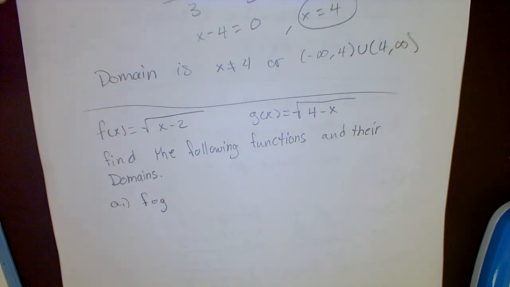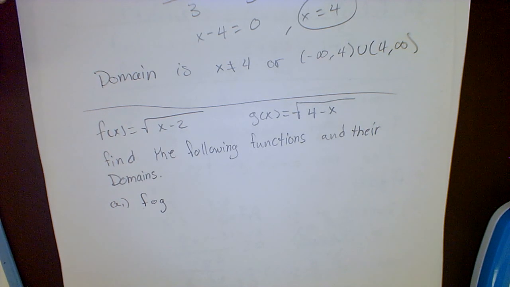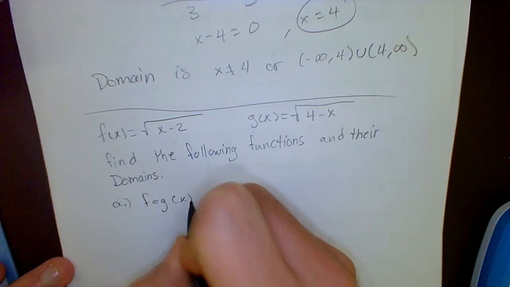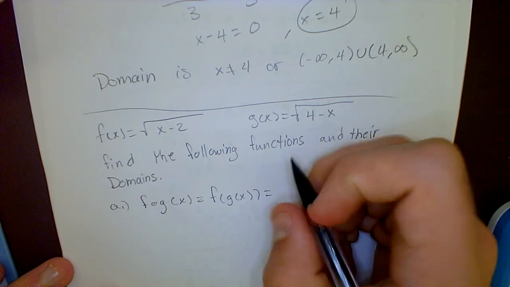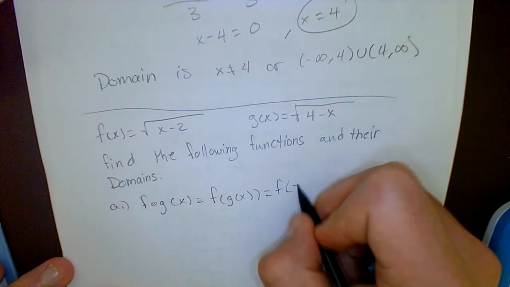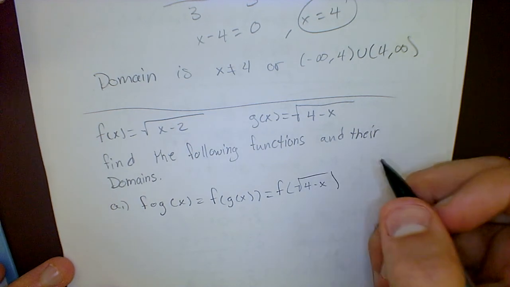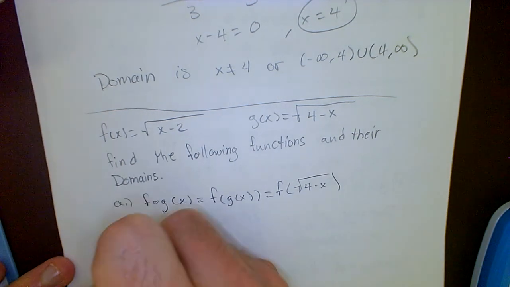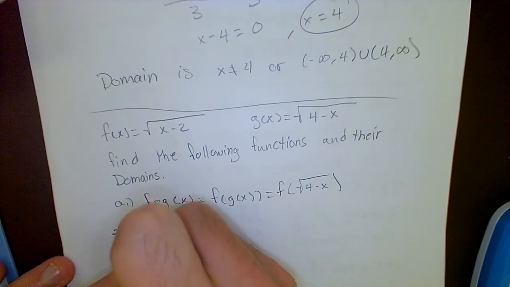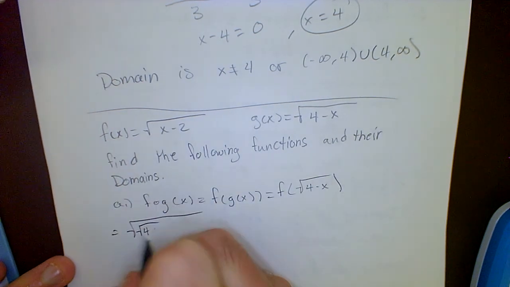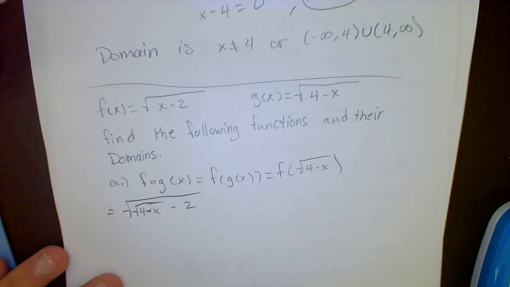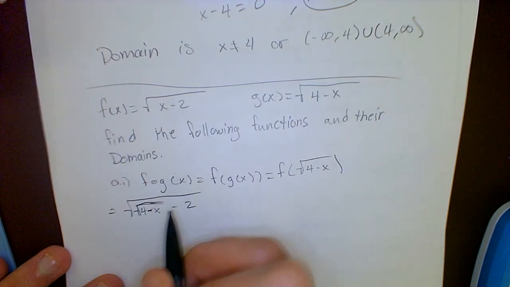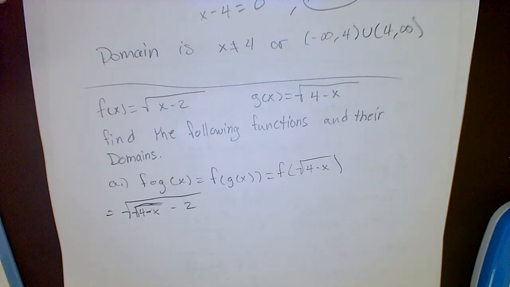Let's first find the domain, or we can first find the function. So f of g of x is equal to f of the square root of 4 minus x. So this is equal to the square root of 4 minus the square root of x minus 2. Okay, so that's the function, right? It's a little messy, but that's what it is.